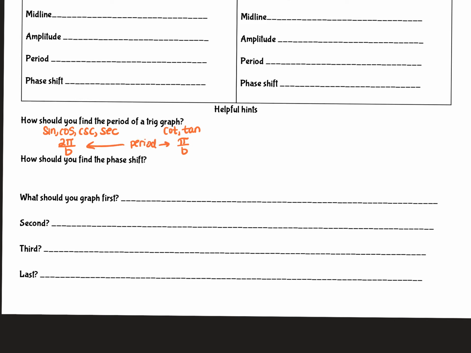How should you find the phase shift? Again, just reiterating what we wrote on the previous page. You're going to take bx minus h, set equal to 0, and solve for x. And that will give you your phase shift, how much you're going to move left or right. All right, let's go ahead and practice with a few.